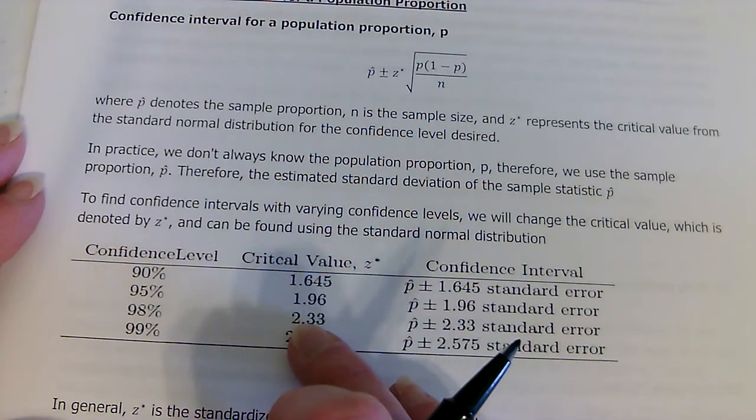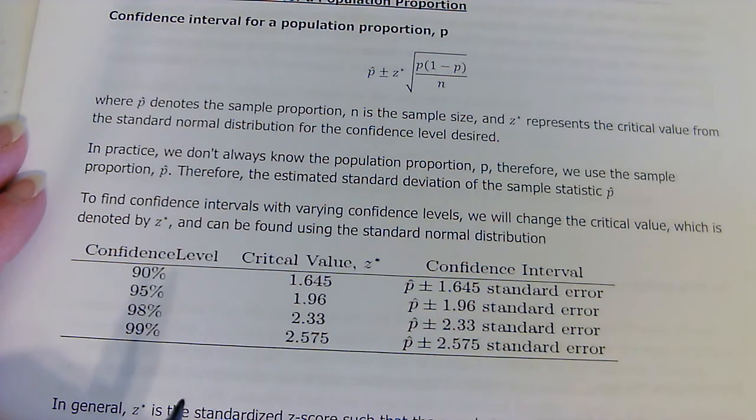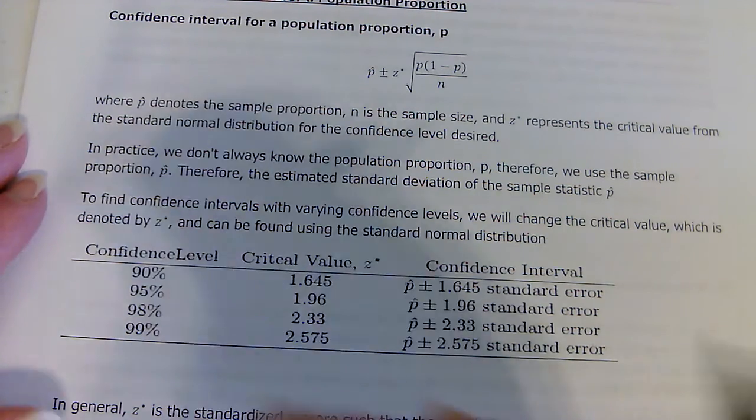Here are our values for the critical values, and boy, I have another misspelling there. I am got to retype this whole thing for next year. Cannot believe this.